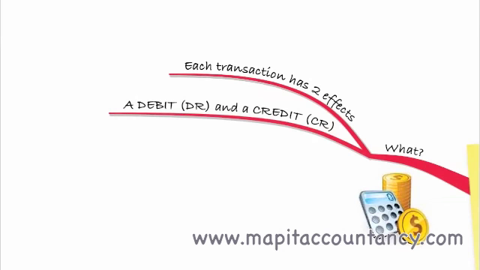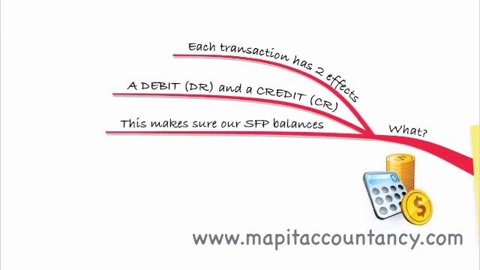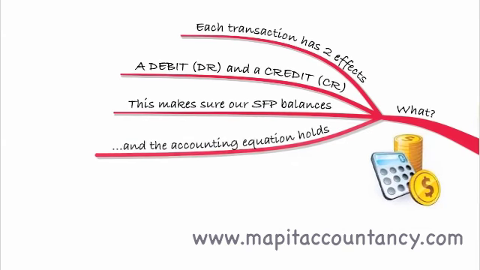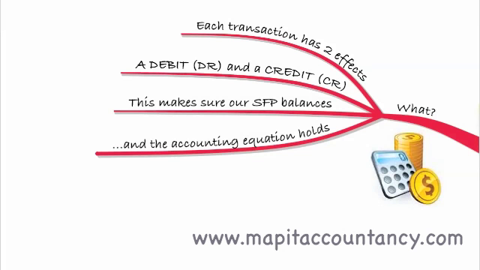So for every debit that occurs, there will be an equal and opposite credit. So it might be that we're debiting the statement of financial position and crediting the income statement. Or it might be that we're debiting one area of the statement of financial position and we're crediting another area. It doesn't really matter as long as the debits equal our credits. And what that means is it will ensure that our statement of financial position balances. It also ensures that our accounting equation holds true.